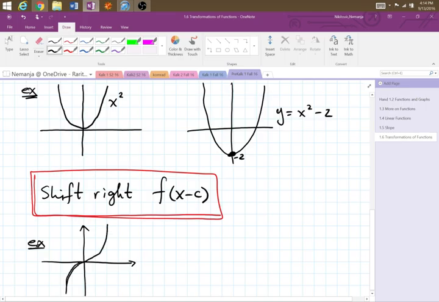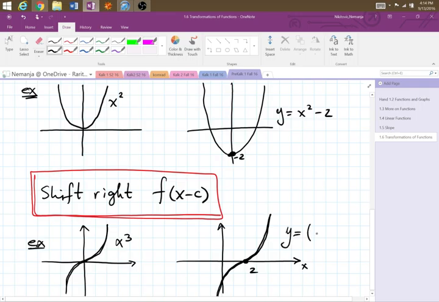So here's the x cubed function. And now we're going to move this how many units to the right? How many units? 2 units. So we have the same function as before, except it goes through 2, and observe y equals, open parenthesis, x minus 2 everything cubed.